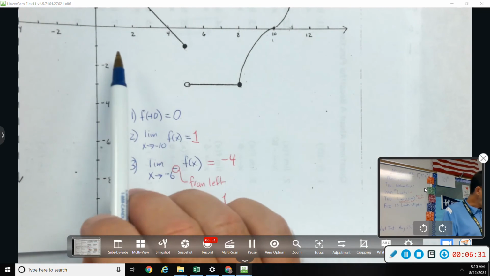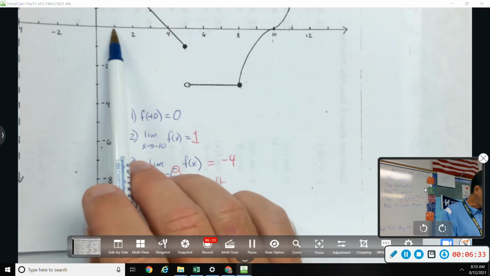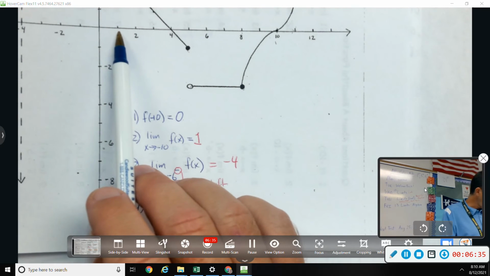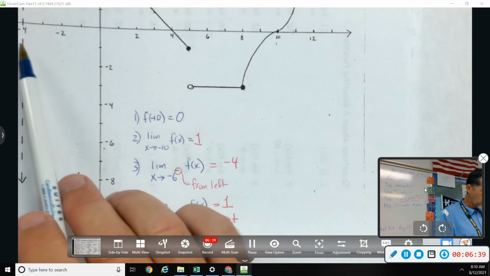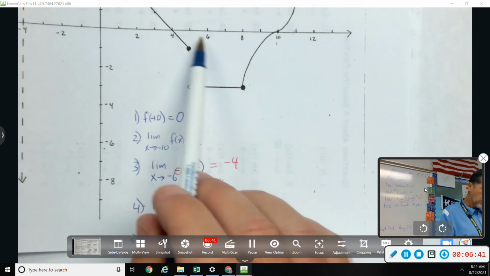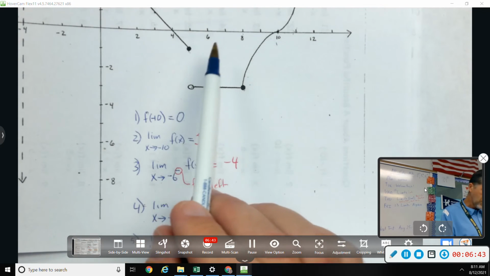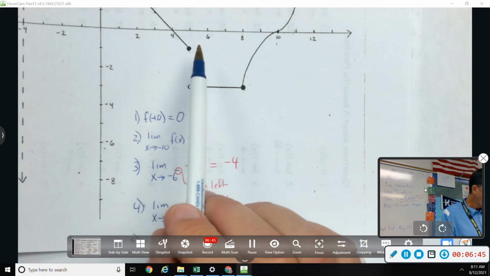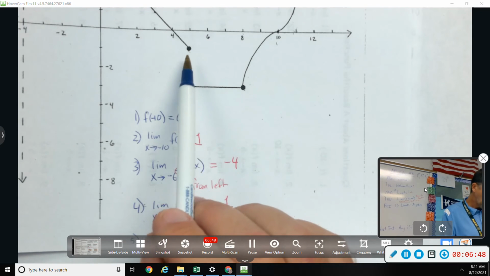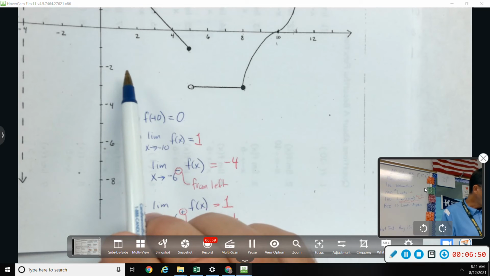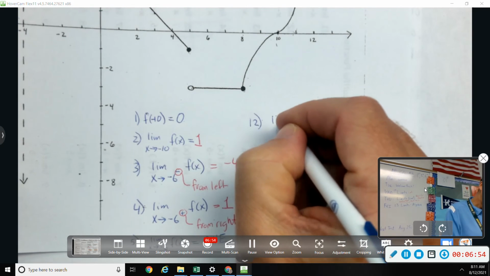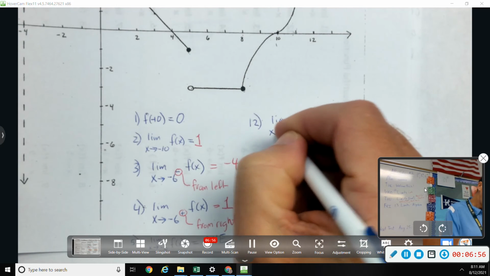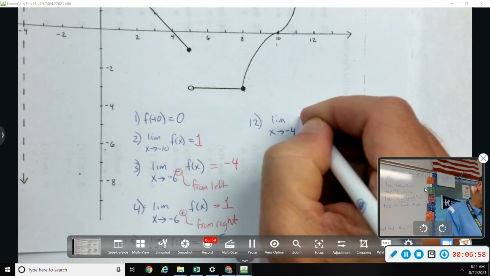Let's see. Number 6, I think you can get that. Number 7 is okay. I want to hit one of these asymptotes here. This approaches 5, left and right. Number 10 is okay. That little group. 11. Okay, let's look at number 12. Something different's happening at number 12. The limit as x approaches negative 4.